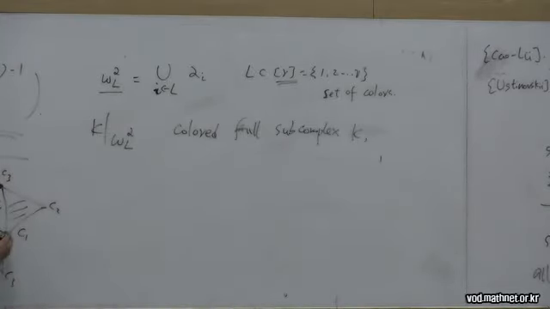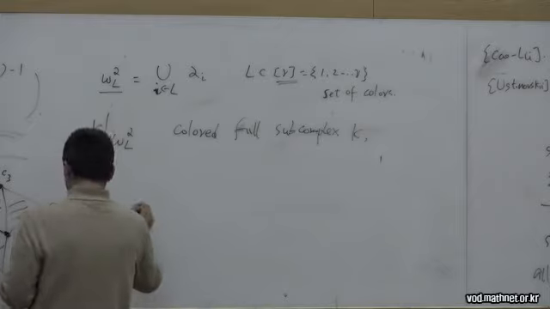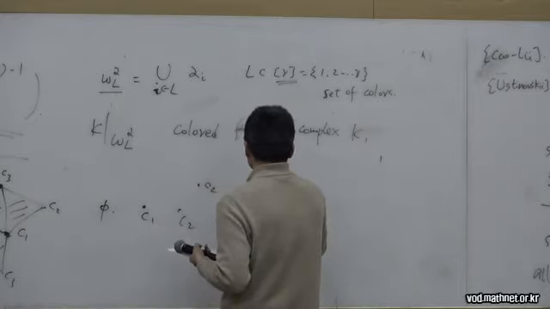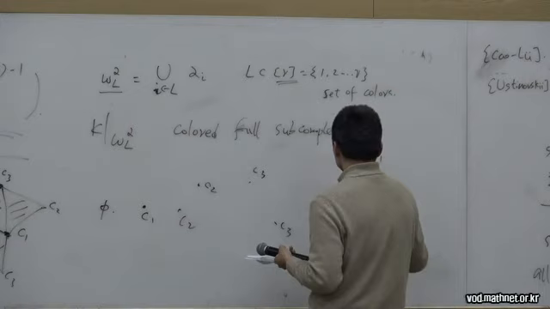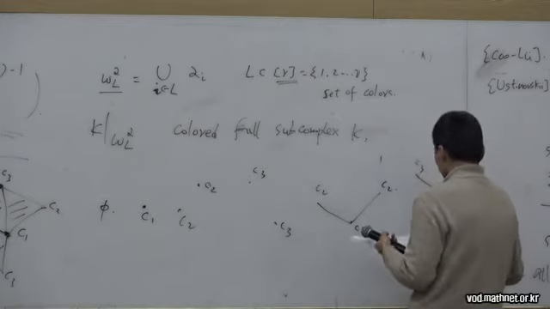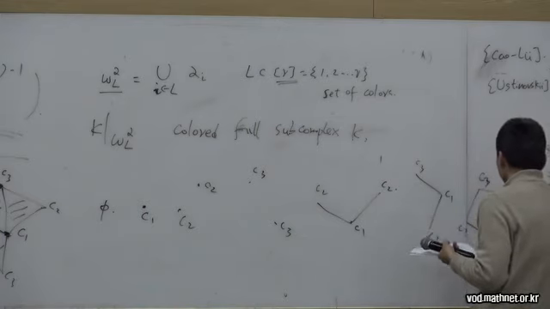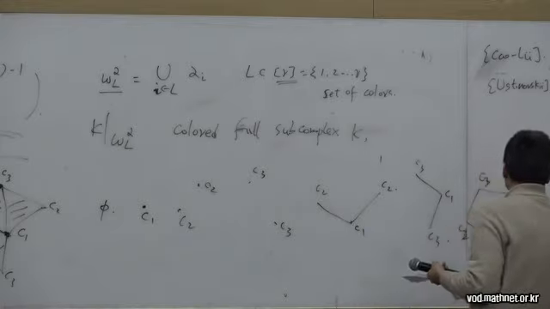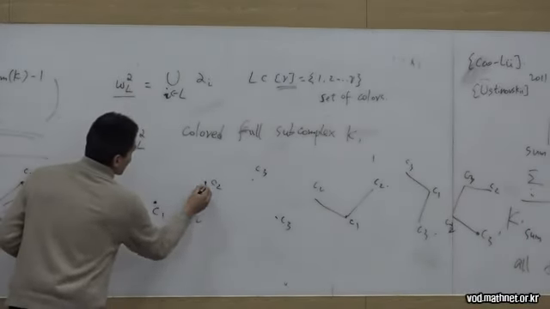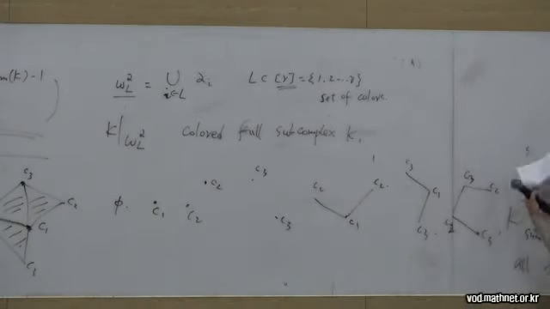So for this example, we have three colors, and so we have the empty set, C1, C2, and C3, then C1 C2, C1 C3, C2 C3, and the last is K itself. So we have eight colored full subcomplexes of K, with colors. Okay, now I can write down the main theorem.